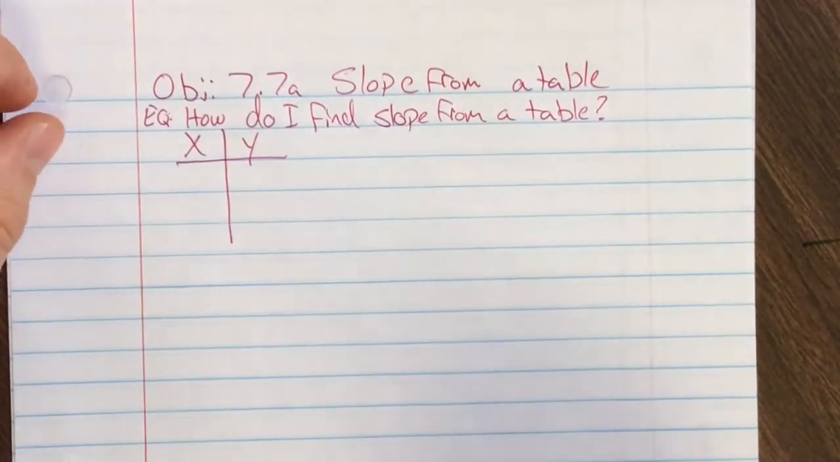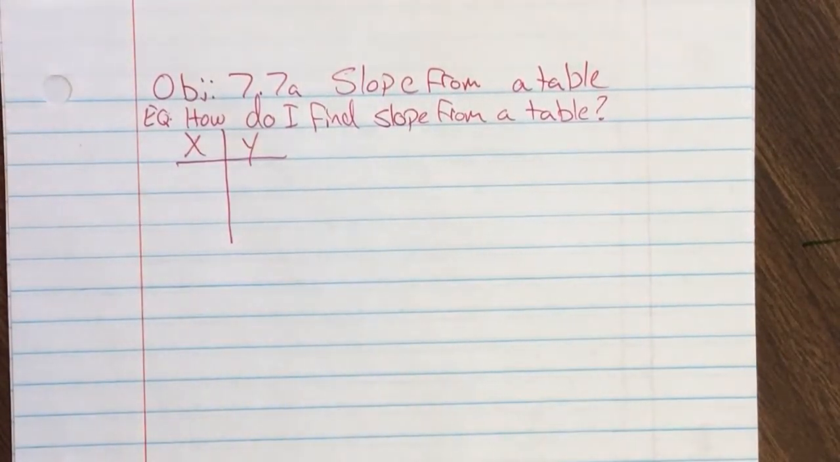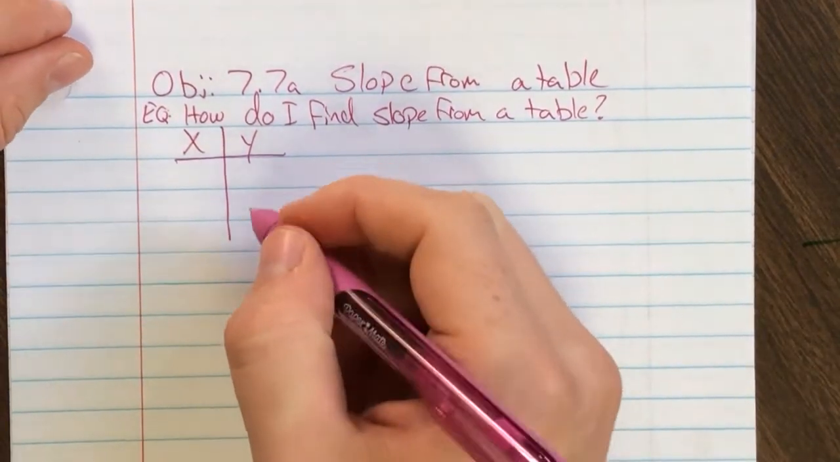This one's on objective 7.7a. That is slope from a table. So your EQ is how do I find slope from a table? What we're actually going to talk about today is what a table looks like and how they'd ask you to find slope out of your table.